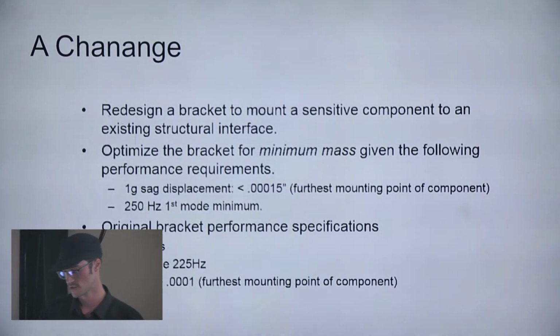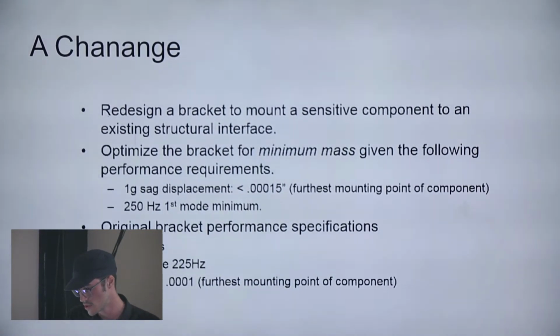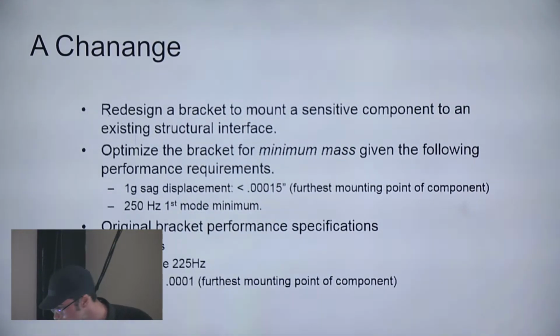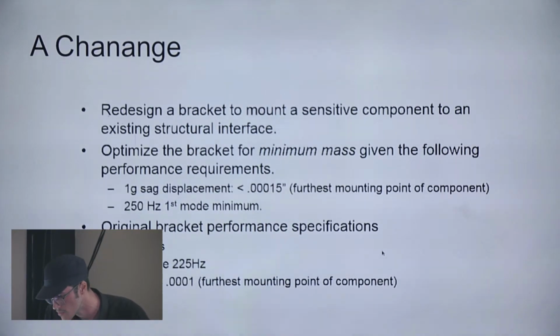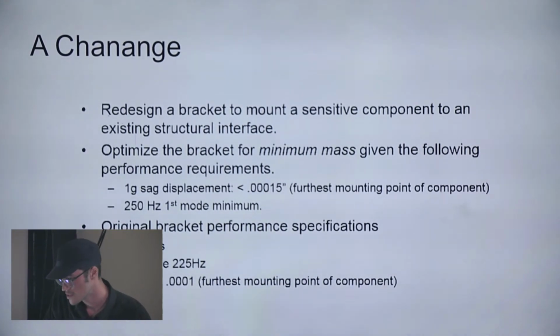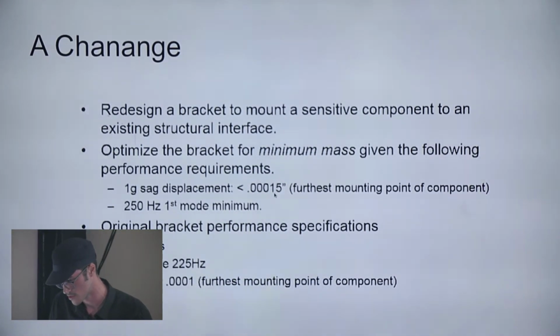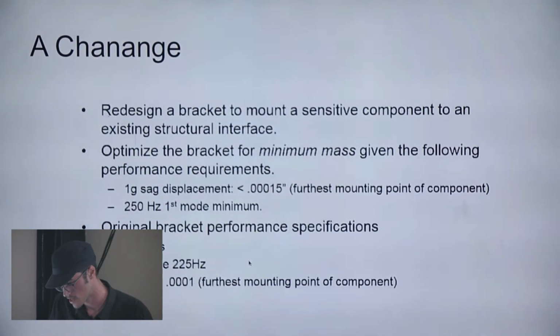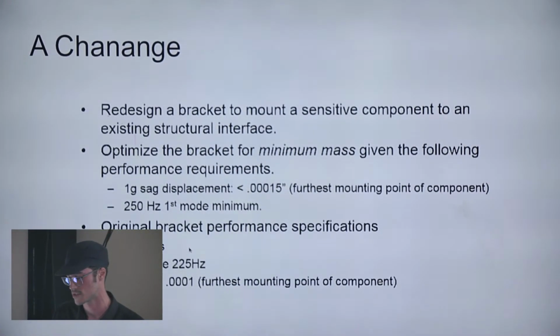So here's another really cool challenge. So let's see. Reduce the bracket. Okay, let's see. It's weird because it shows me the next slide too. So optimize the bracket for minimum mass given the following performance requirements. 1G sag displacement, no further than I think 10 thousandths. First modal mode, 250 hertz. Original bracket performance. So this is what they had made, and they don't show pictures of this.